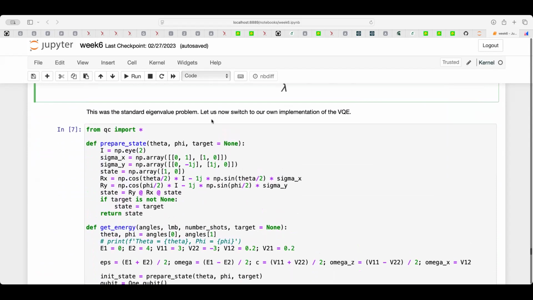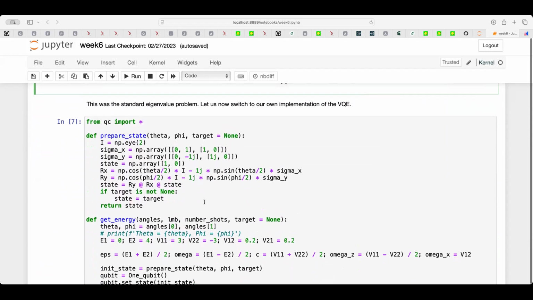So as I said, this is a standard eigenvalue problem. Now I'm setting up my preparation of the state. So you can see now I have my theta, phi, the target value. So I'm performing the Rx and Ry rotations with the angles as before, except that in the previous case, I was setting up the full Hamiltonian without thinking of making a measurement in a specific basis.